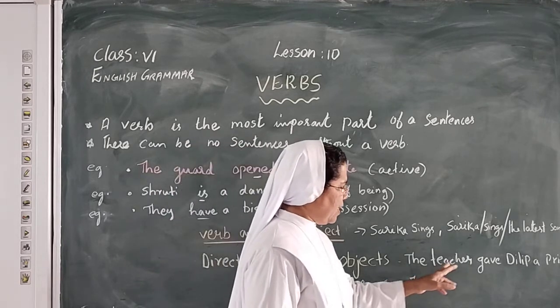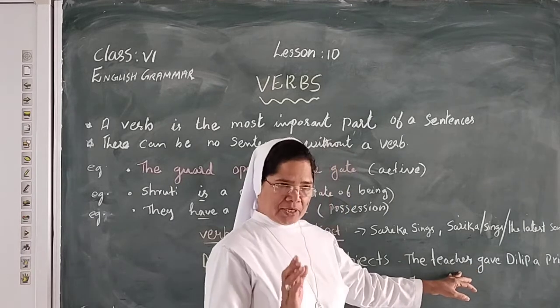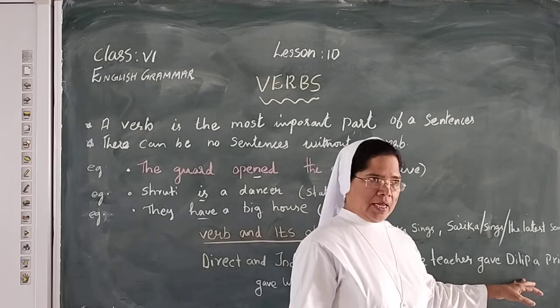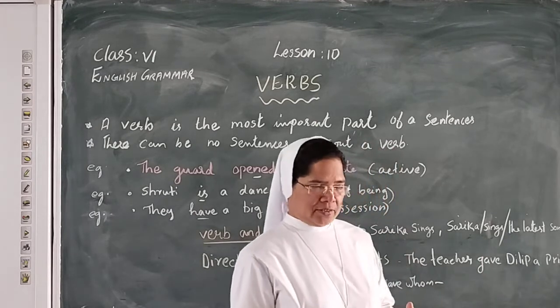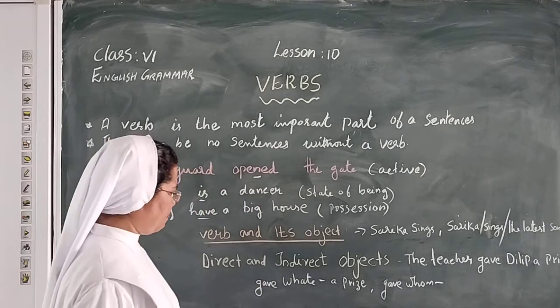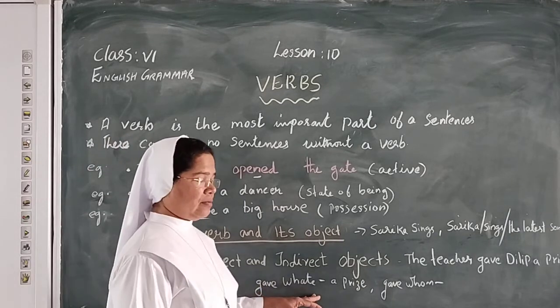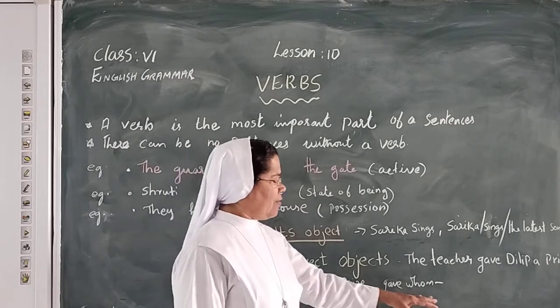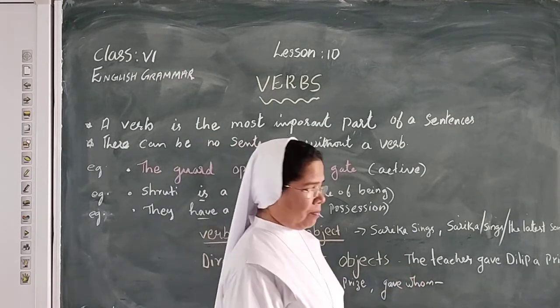The teacher gave. Who gave? The teacher gave. The teacher gave Dilip. To whom? Dilip. What gave? A prize. So there are two objects. Gave what? A prize. Gave whom? Dilip.